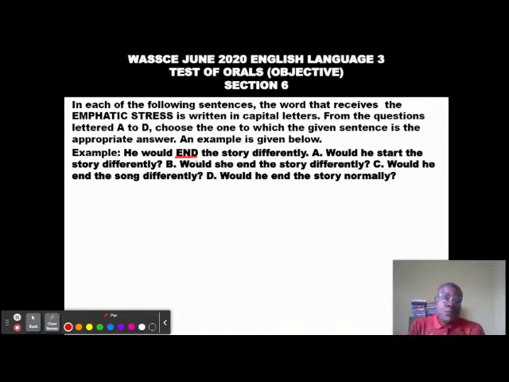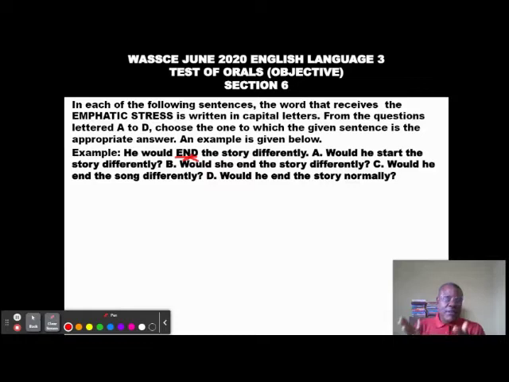For example, if somebody asks a question, you know, would he start the story differently? The answer would be no. On the contrary, he would end the story differently. So you can see that there is a contrast. Or you could say he would end the story differently, not start it, you know.